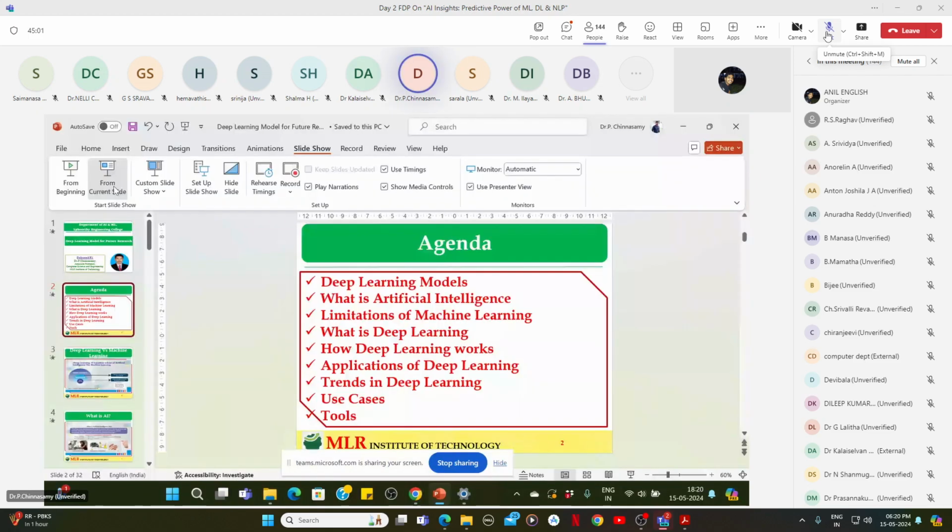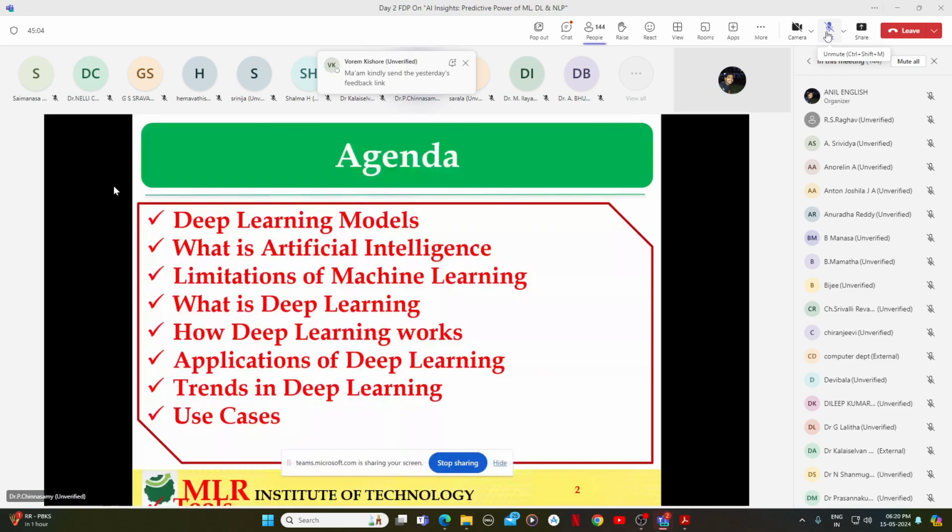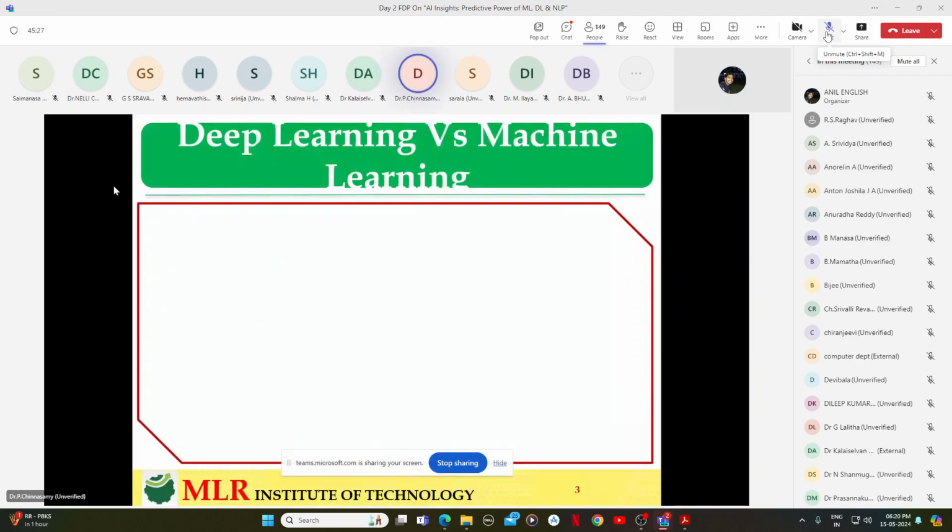We are going to cover almost nine different topics in today's session. If you have any doubt or do not understand a concept, you can stop me at any time and ask a question. Before starting, a small question: what is meant by machine learning? We covered it in yesterday's session. Any answers from a participant?